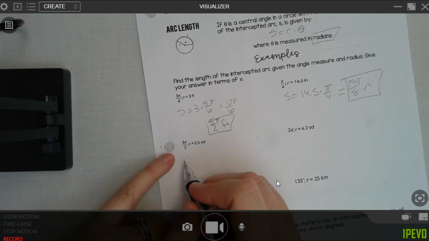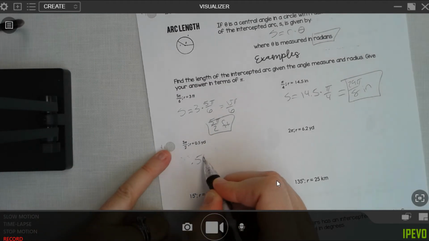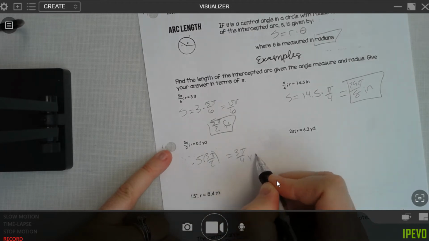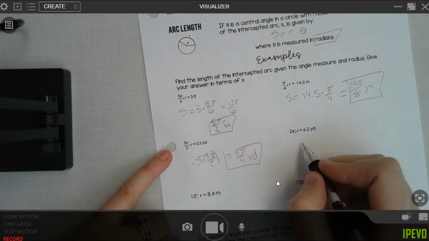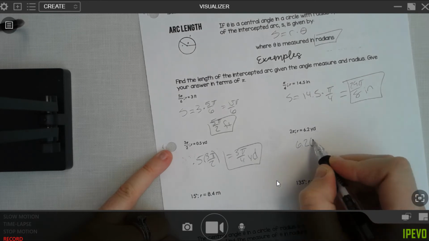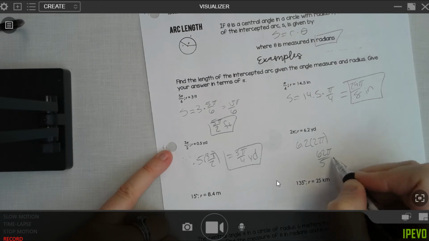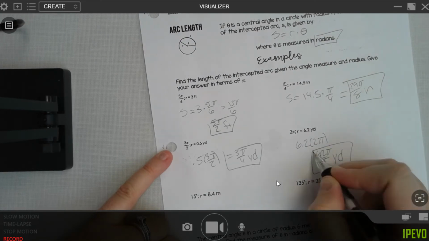Down here, same thing. It's just a bunch of problems. So 0.5 times 3 pi over 2. So we get 3 pi over 4 yards. So these are also radians, so 6.2 times my 2 pi. So I get 62 pi over 5. And if you write these as decimals instead, that would be fine with me.